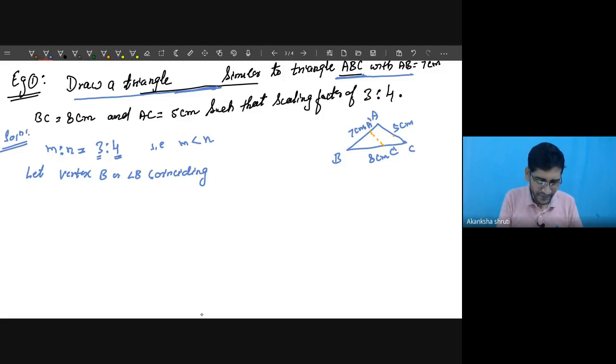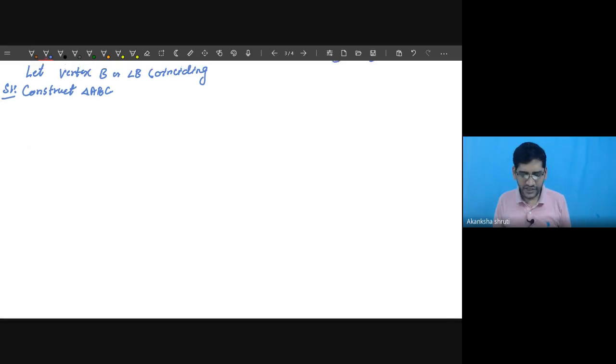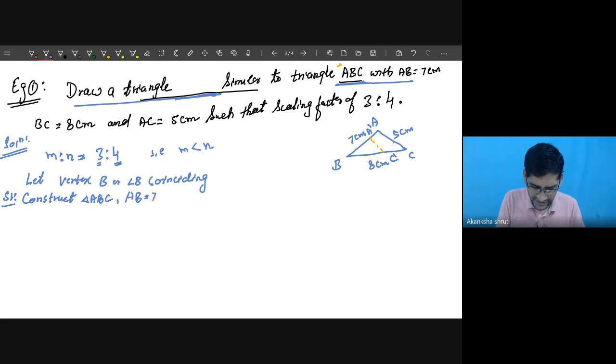So student, very first our purpose is to construct the triangle ABC. So step 1, construct triangle ABC first, and this construction belongs to class 9. So how to construct? Here our AB is given as 7 centimeter, then your BC is given as 8 centimeter. Then AC is given as 5 centimeter.